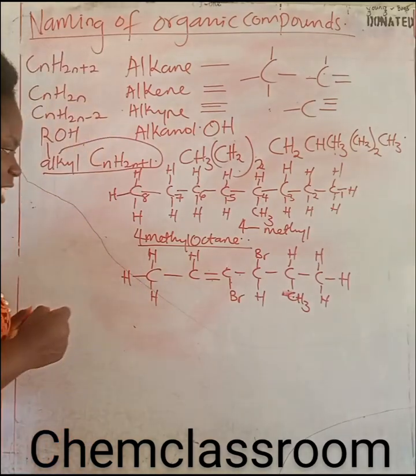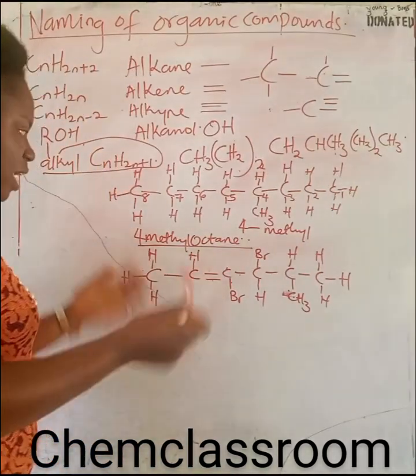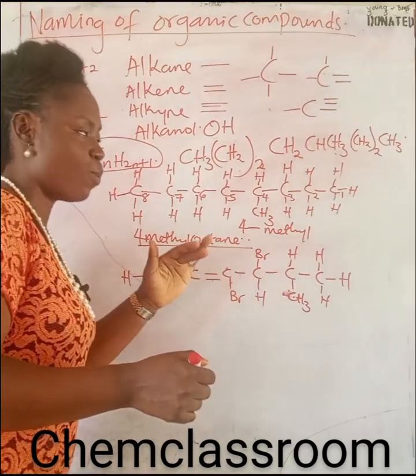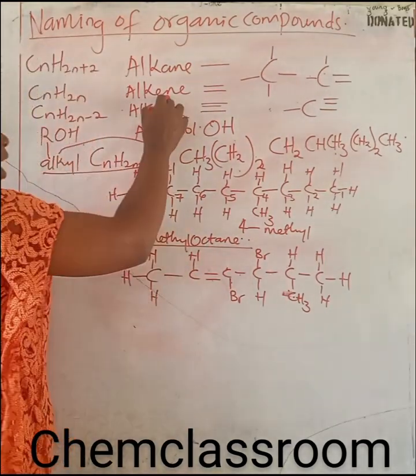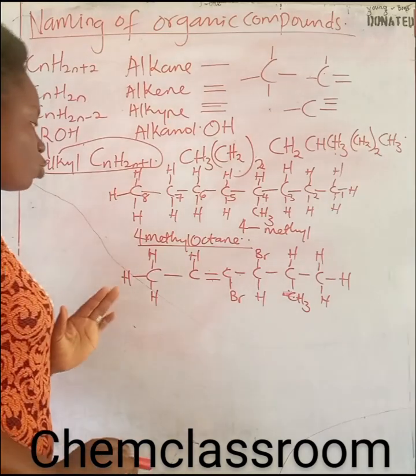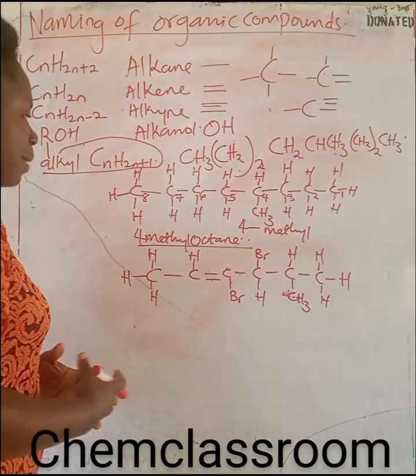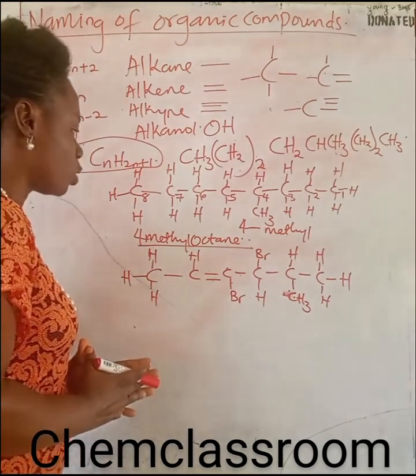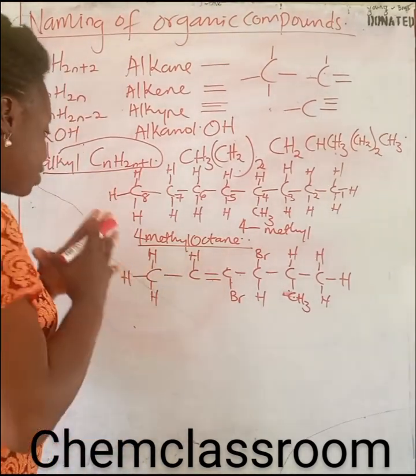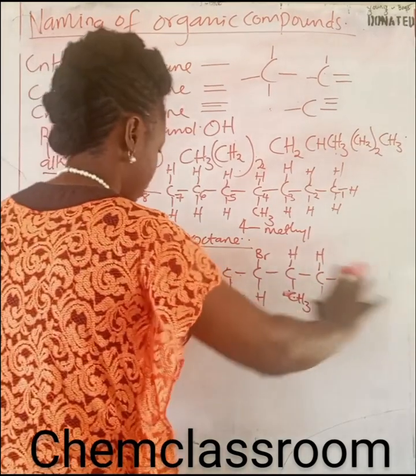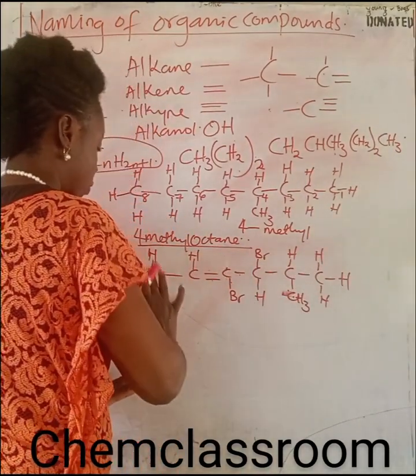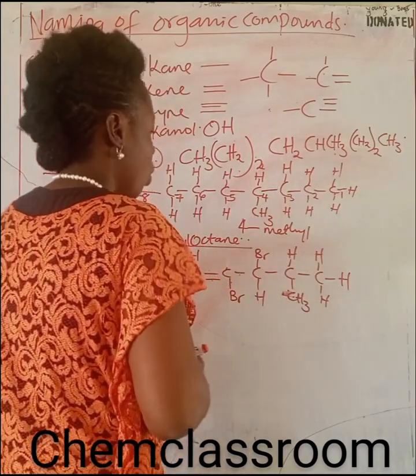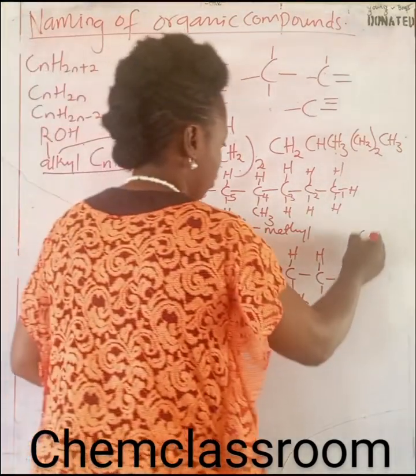Now let's try and name this structure. The first thing I'm going to do is to get the functional group. Once you see a double bond, you know that it is an alkene. That's the first thing to do. So I know that this is an alkene family with the presence of the double bond. Then the next thing is to count to know my longest chain. My longest chain is still going to be the straight one, like we did for the last one: 1, 2, 3, 4, 5, 6. So I have 6 carbon atoms.